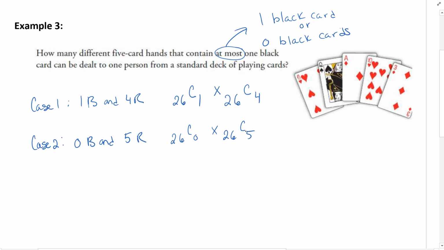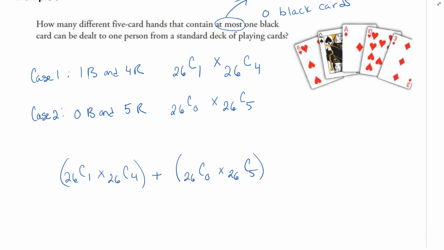Get those two answers, add them together. And you'll get, well, I'm going to rewrite this: 26C1 times 26C4. Do all of that stuff first because order of operations matters here. 26C0 times 26C5. And then do all that stuff next. Once you get those two answers, add them together. And you get a total of 454,480 ways.